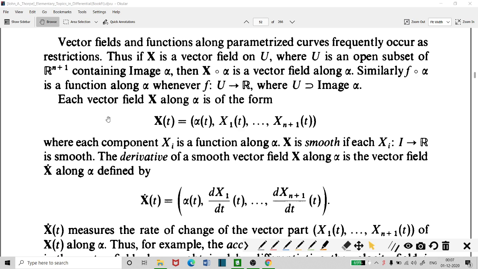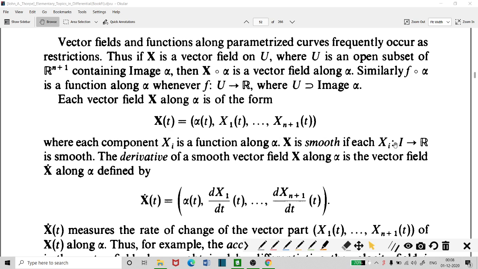This is the form of a vector field along alpha. At the point alpha of t, X of t assigns a point in R^(n+1), denoted as (x1(t), x2(t), ..., x(n+1)(t)). Each xi is a function from I to R, that is, each xi is a real valued function defined on an interval.